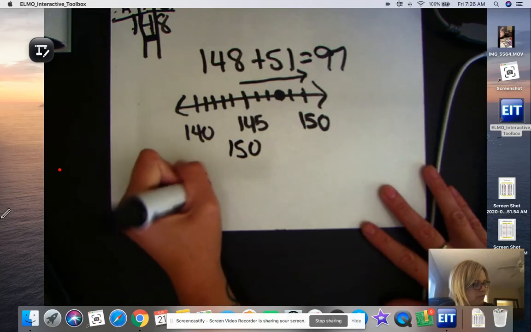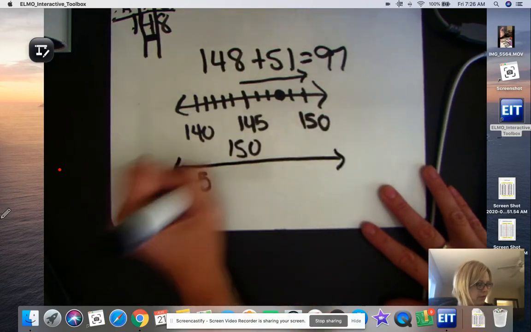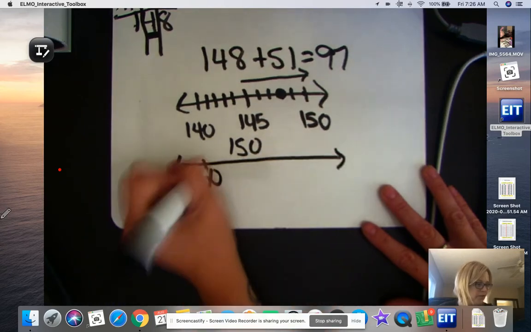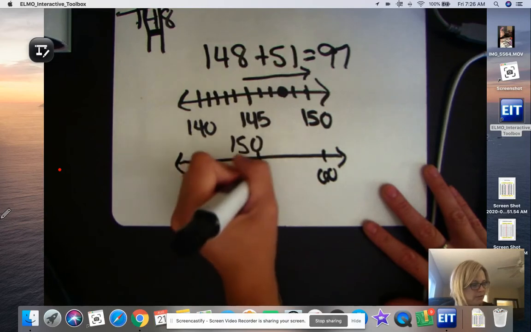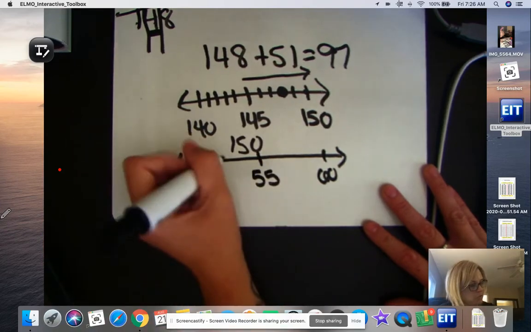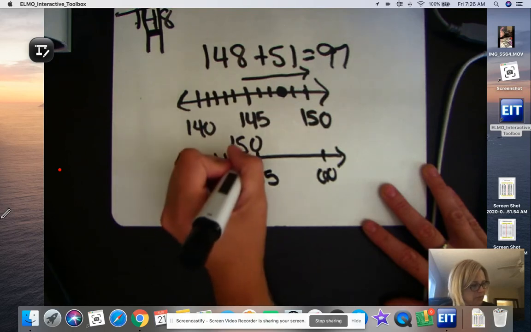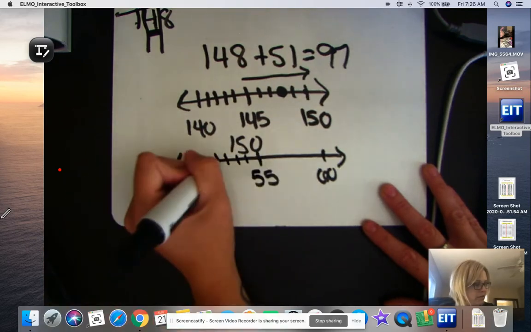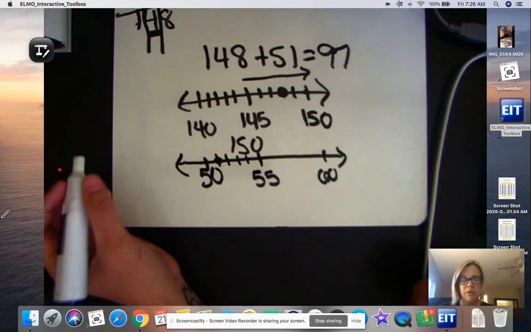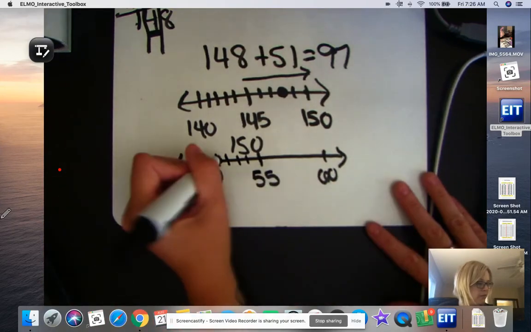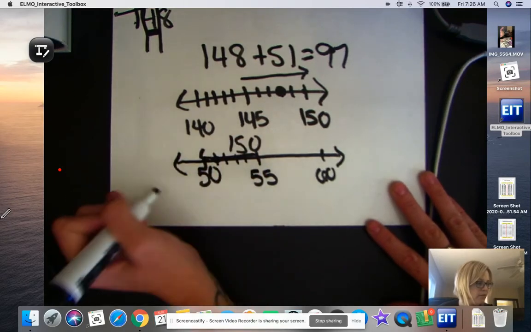Then I'm going to round 51 to my nearest 10, and my benchmarks will be 50 and 60. My middle will be 55. I'm going to make my ones 51, 52, 53, 54, 55. Since I know it's 51, I don't feel like I need to go further. 51 is on the left of 55, so I'm going to round down to 50.